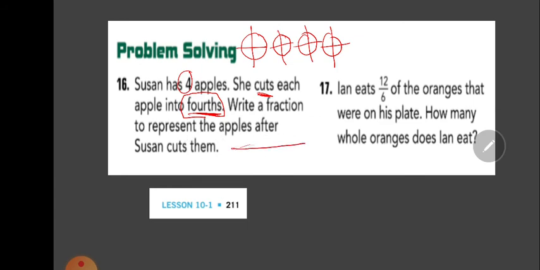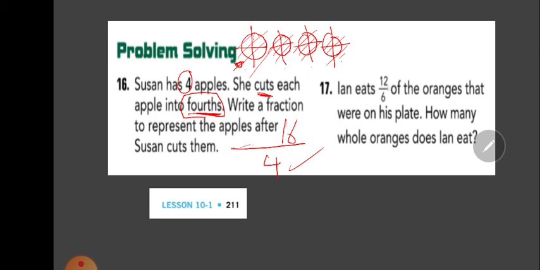I'll put the fraction line. My denominator tells me how many parts I cut one whole. How many parts did I cut one whole? 4. What is my numerator? How many parts did I shade? I shaded all of them. So let's count the small pieces. 4, 8, 12, 16. Is it correct if I divide 16 by 4 equals 4? So my answer is correct.